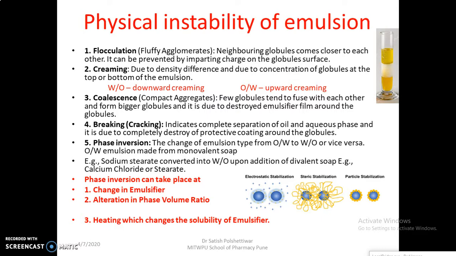Creaming is due to density difference. So always you have to keep a proper density difference. Due to concentration of globules at the top and bottom of the emulsion, if it is W/O type, downward creaming; if it is O/W, always upward creaming takes place.